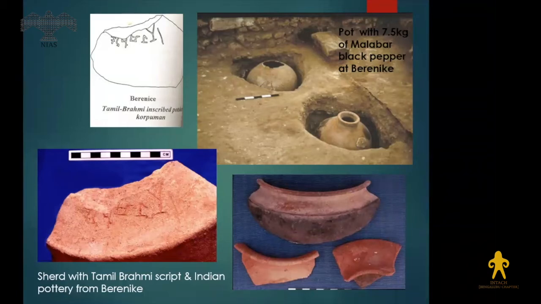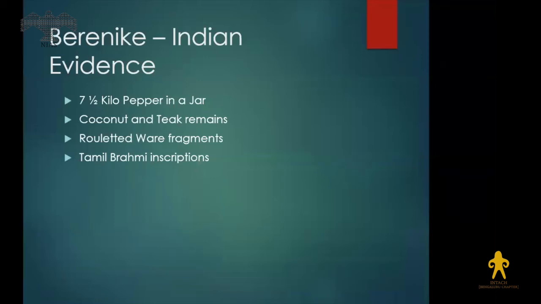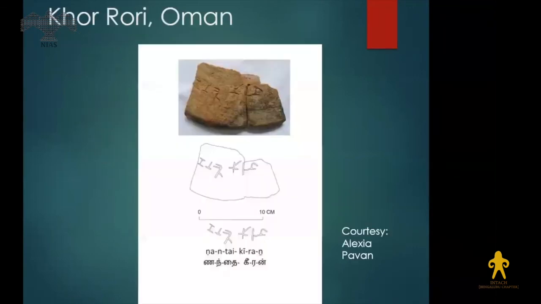Same way we look at the material culture, the same idea is used in epigraphy also. Paleographic studies: the script changes from, say, the 1st century BC to the 4th century CE, and then the 6th, 7th; there are some kinds of changes in type that we use for dating initially. Later on, the pottery is subjected to scientific analysis. We have evidence, all this evidence, as shown from the site of Berenike: coconut, pepper, rouletted ware, Tamil Brahmi inscription.